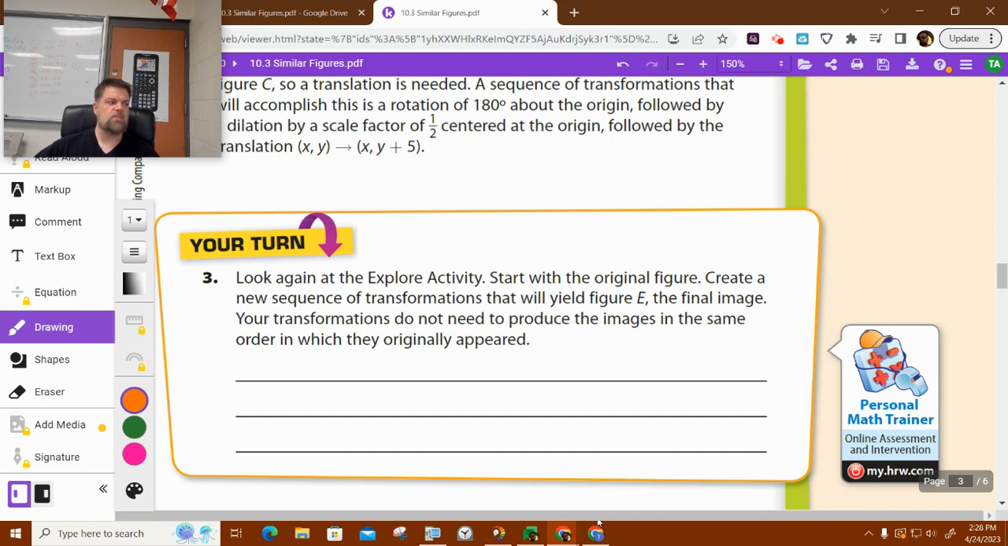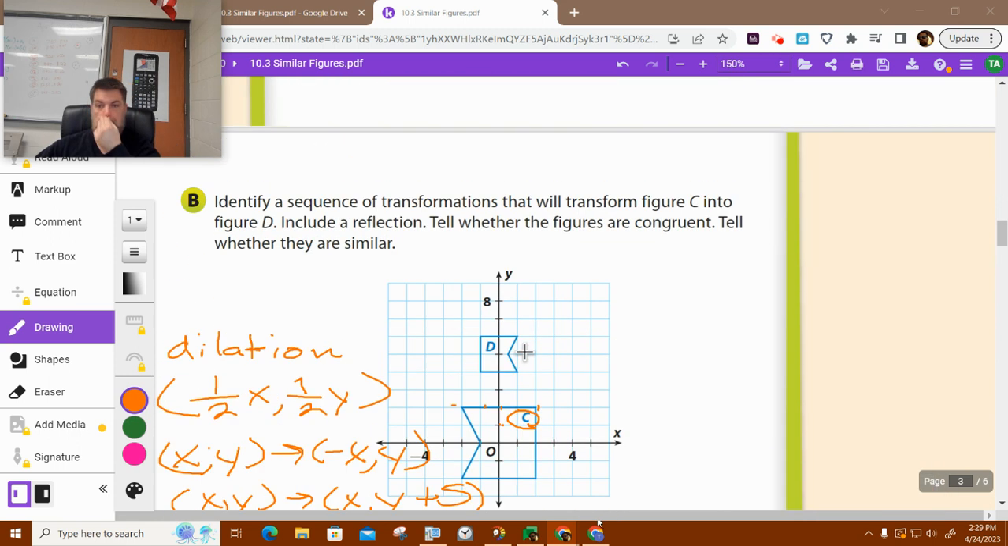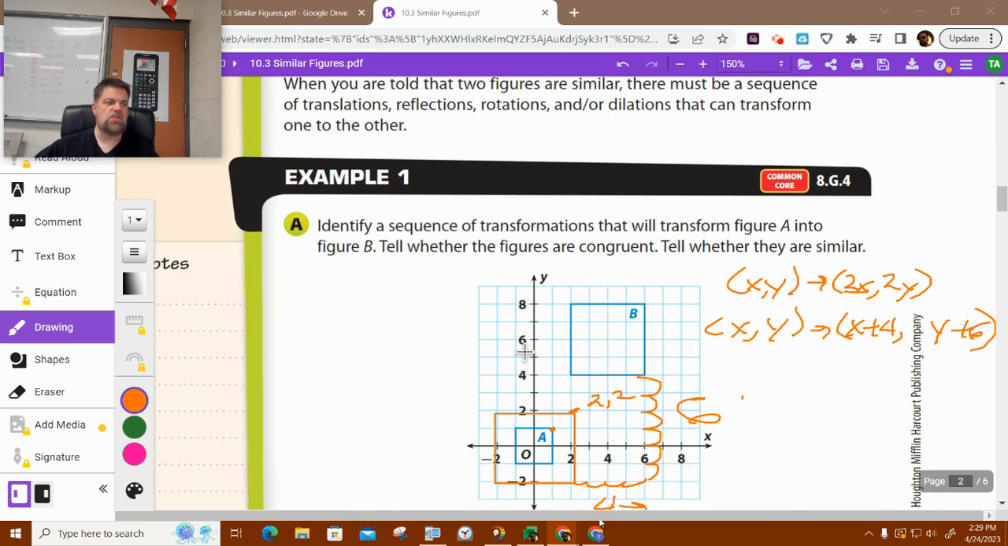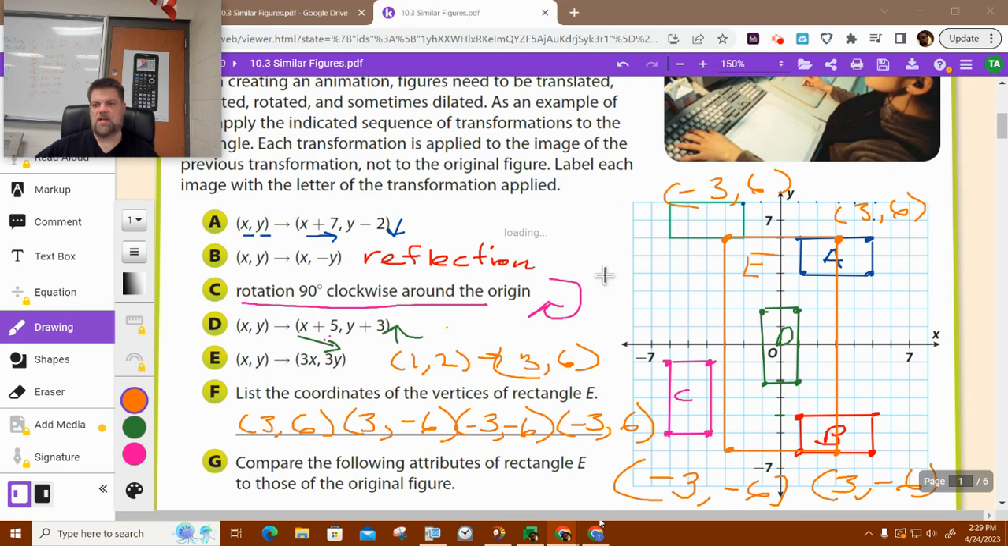It says, look again and explore activity. Start with the original figure. Now consider a new sequence of transformations. Your transformations do not need to produce images in the same order as they originally appeared. So what they're saying is, how would I do this over? They're talking about example 1. What would I do to get this here as E?